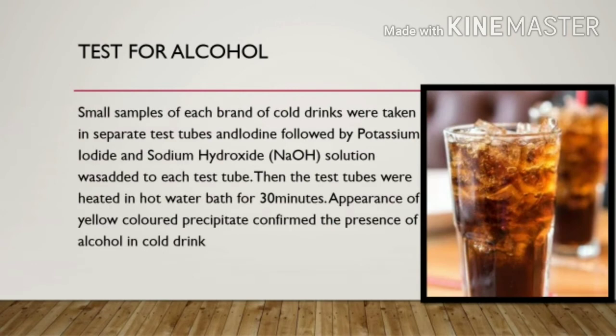The fourth is the test for alcohol. For this test, we take a small sample of each cold drink in separate test tubes and add potassium iodide and sodium hydroxide solution. Then the test tube is heated in a hot water bath for 30 minutes. Then we observe a yellow precipitate, which is the indicator of presence of alcohol in the cold drink.